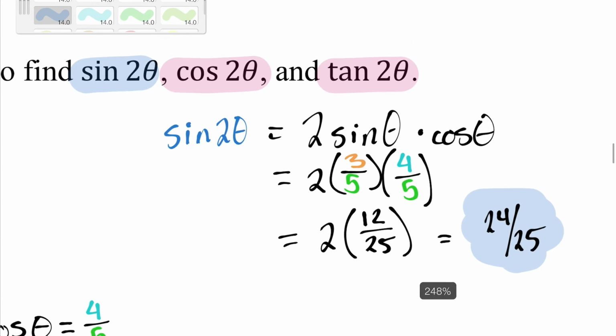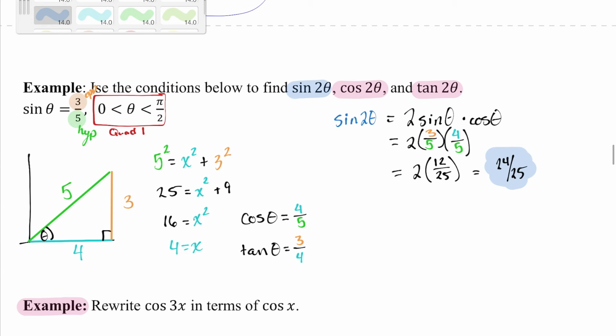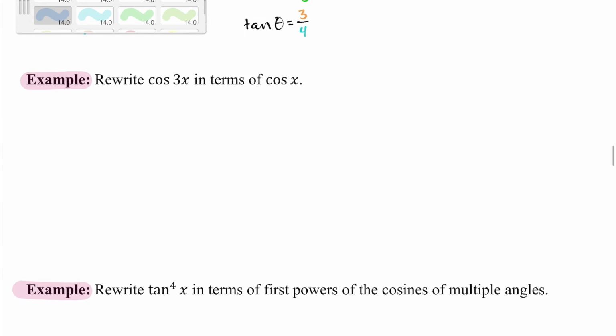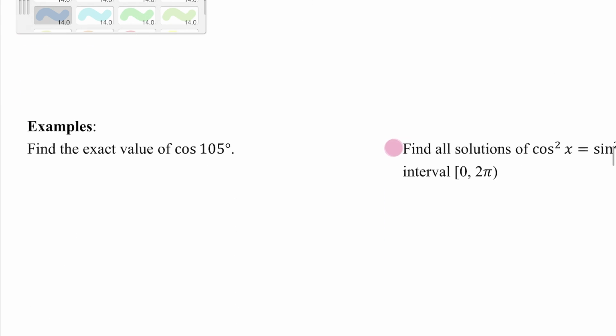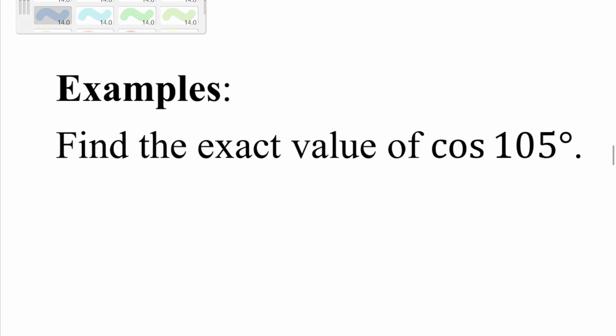And again, I'm going to save the cosine and tangent double angles for my kiddos, as well as that problem and that problem. And oh, look, here's one that I'm going to do on here. This next one, we want to find the exact value of cosine of 105 degrees.